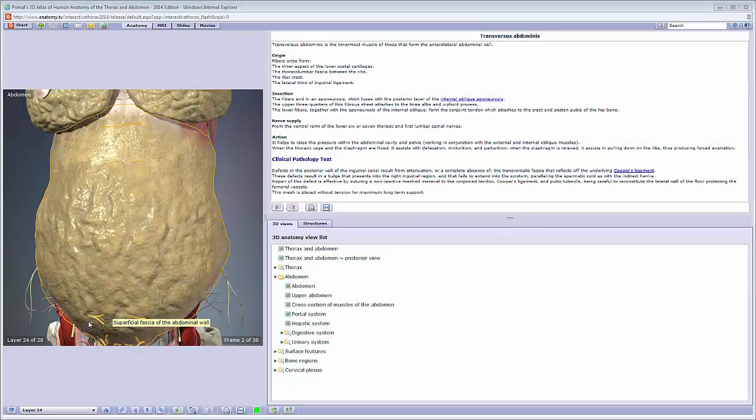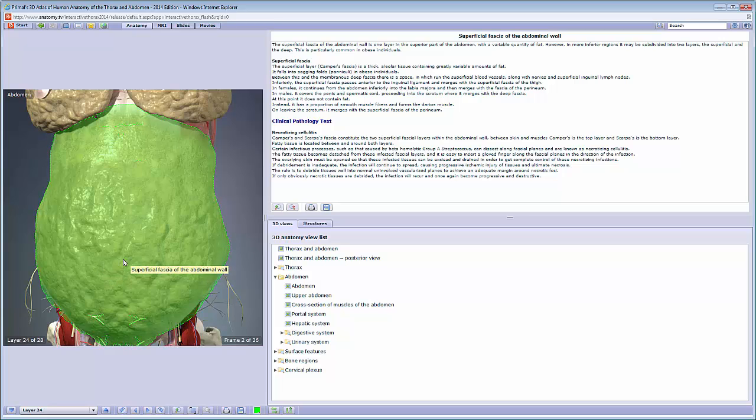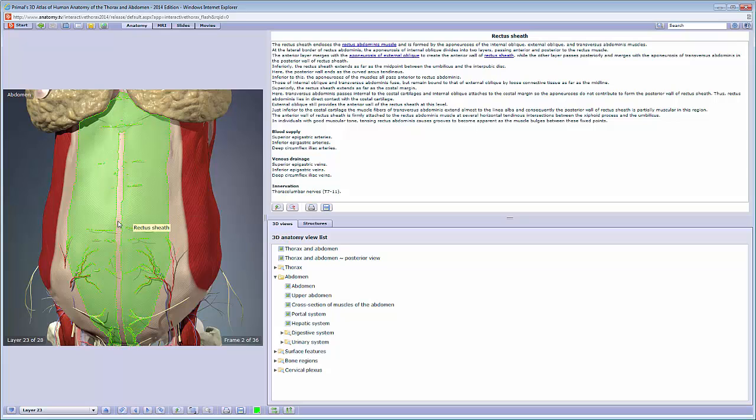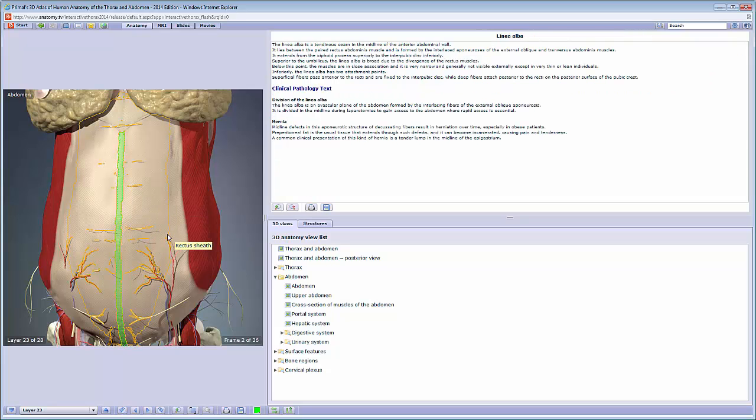Now let's quickly go through the layers of the anterior abdominal wall just with the 3D Atlas of Human Anatomy from Primal Interactive. On the outside here is the Camper's fascia, the superficial fatty layer. We can see the anterior rectus sheath. In the midline will be the linea alba.